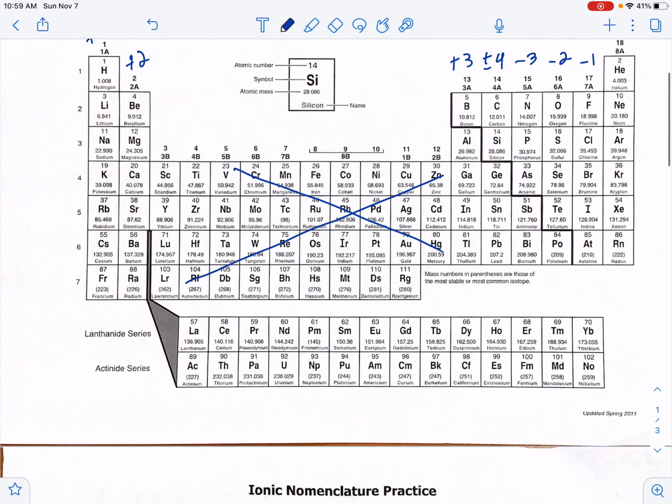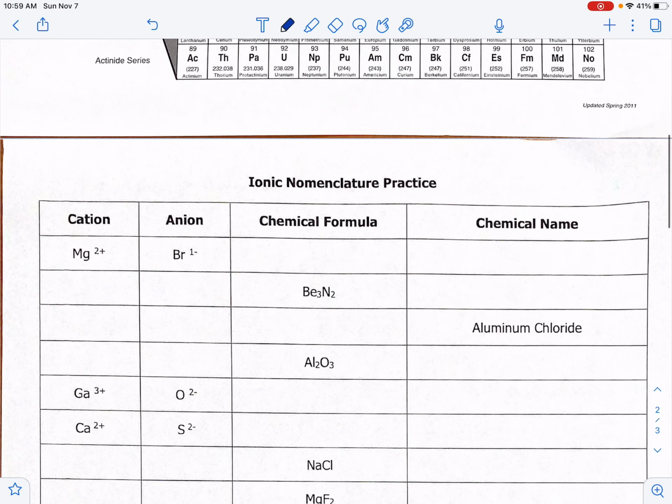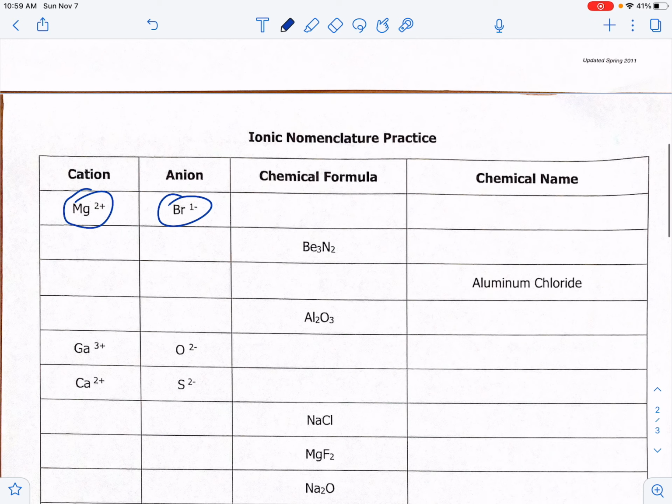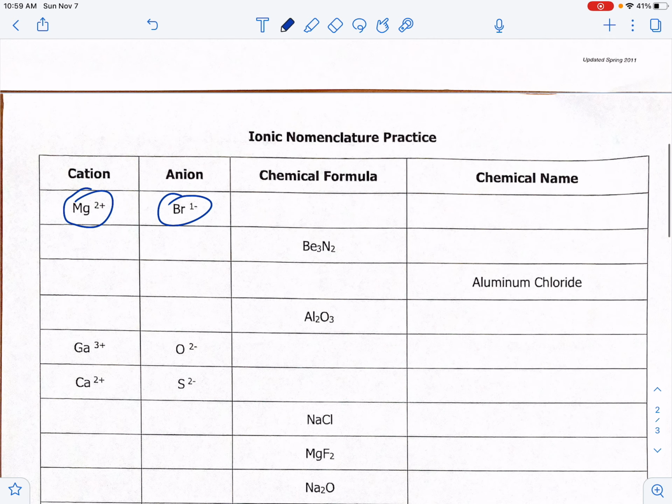We're going to start off simple. We're going to write out the cation, the anion, the chemical formula, and the chemical name. That means you need to write out the individual pieces, and then bring them together in the formula, and then write the name. In our first example, I gave you both the pieces, and they are not balanced, so you do your crisscross method. You take the 2 to the bromine and the 1 to the magnesium. That means you only need 1 magnesium and 2 bromines. There's your formula right there.